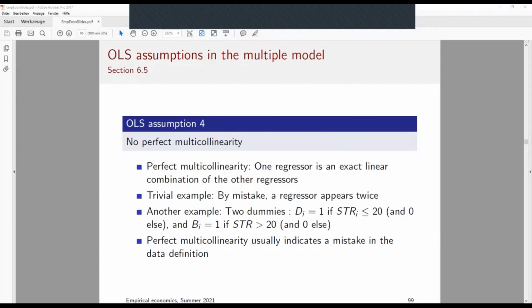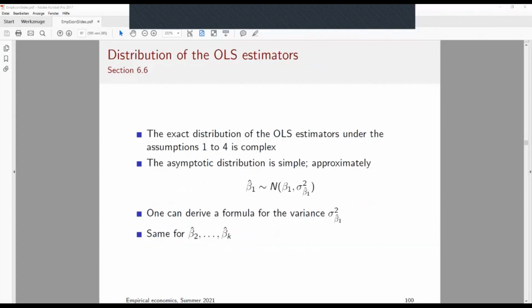Now, to finish today's session, there's a little more to say, namely on the distribution of our estimators, something we have encountered 2 weeks ago as well, where we have seen that the estimators are random variables, and we can use that knowledge later on to test whether or not, for example, they are significantly different from 0. And to do that, we need a distribution of our estimators. As we've seen 2 weeks ago, the exact distribution of the OLS estimators under our assumptions is too complex to discuss here.